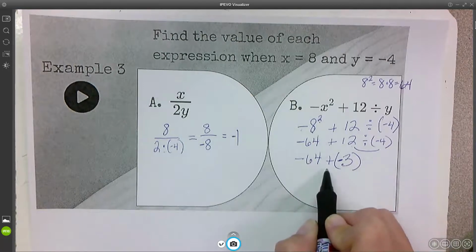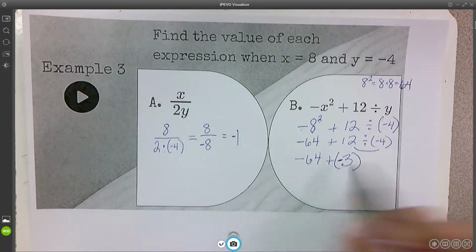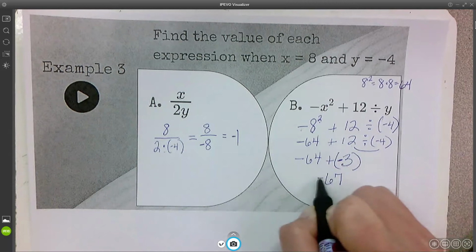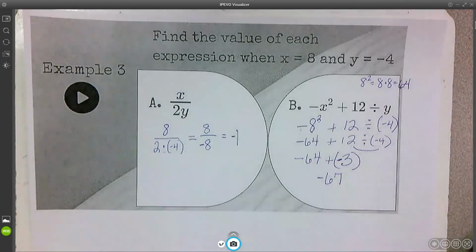So I'm back to my integer rules of addition where I ask myself, do they have the same sign or different? And here they're the same. So you simply add the numbers, keep the sign. So our answer here is -67.